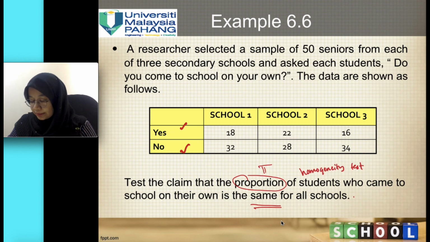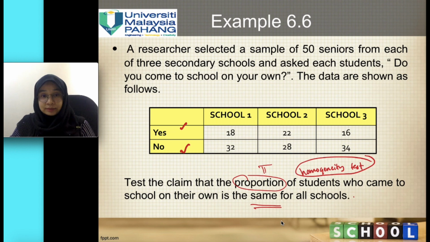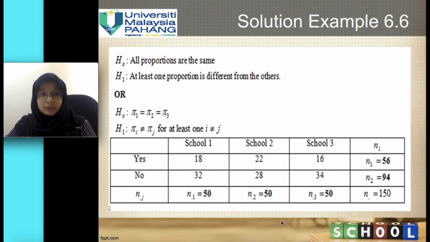So this one is the homogeneity test, because we talk about the similarity of proportions. Step number 1, your hypothesis. H null: all proportions are the same. H1: at least one proportion is different from the others. So pi 1, pi 2, pi 3, because we have school 1, school 2 and school 3.